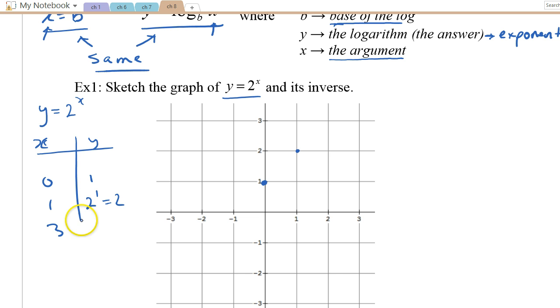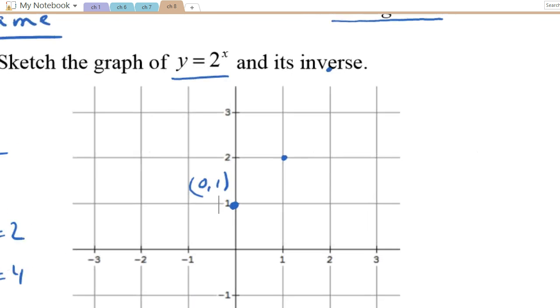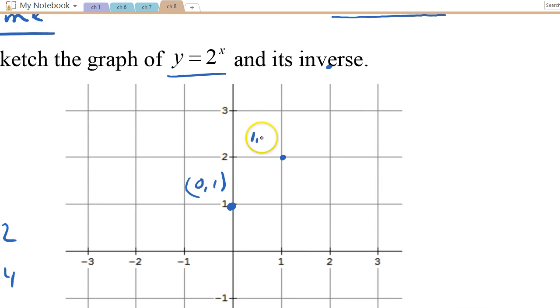If we did a 3 in, oh sorry, we shouldn't jump so high. Did a 2 in for x, then we'd have 2 to the power of 2, which is equal to 4. Just a little bit off of our scale, but I guess it would be over there, right? So here I'll even label this. This would be 0, 1. Over here, this would be 1 comma 2.